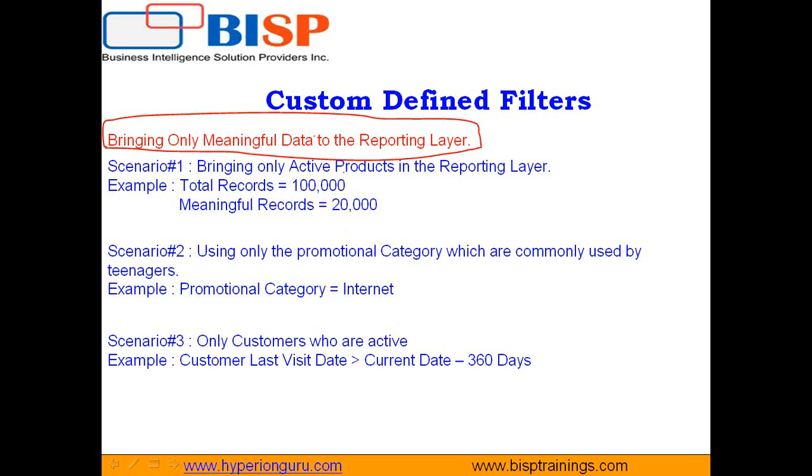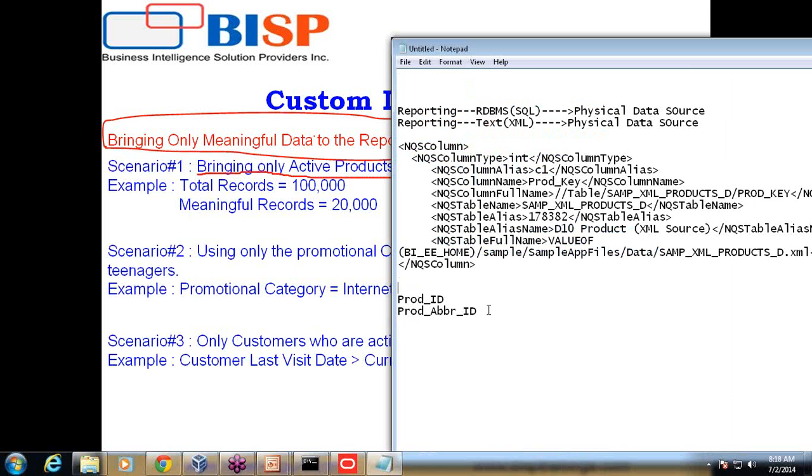Also, all business logic is handled over here. We're bringing only meaningful data to the user. I have taken two examples. In one example, imagine I have a table called TBL product history. The product history table has 200,000 records. Total records are very high.